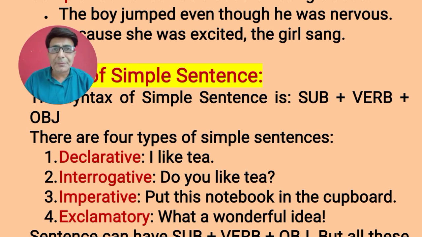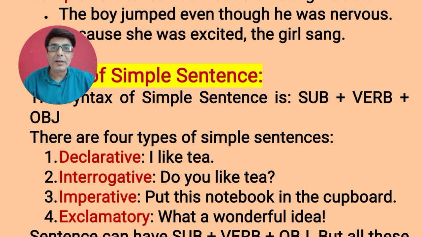And I think, friends, when we are learning in schools, we have studied these 4 types. Declarative sentence is one which begins with the subject followed by verb followed by object. Interrogative sentence is one which begins with the verb followed by the subject followed by the object. So here the verb comes first. Why? Because it is a question.